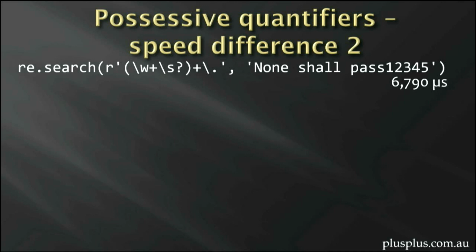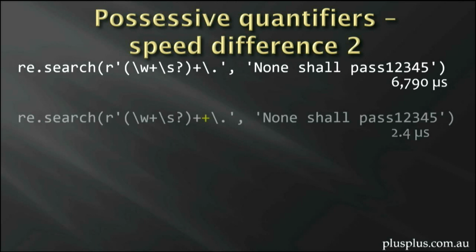My scary one. So this particular one, looking for the sentence in the none shall pass, 1, 2, 3, 4, 5, took 6,790 microseconds. Make it possessive.